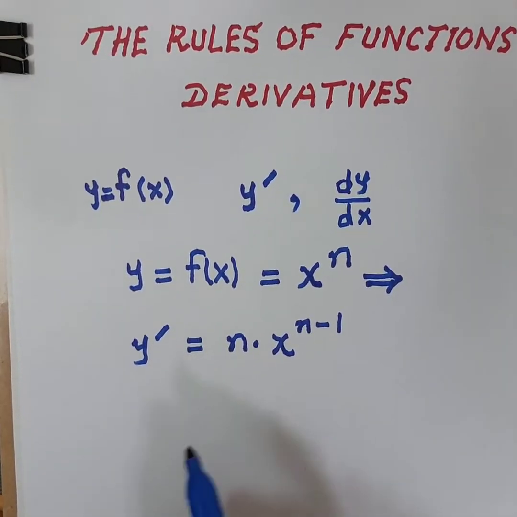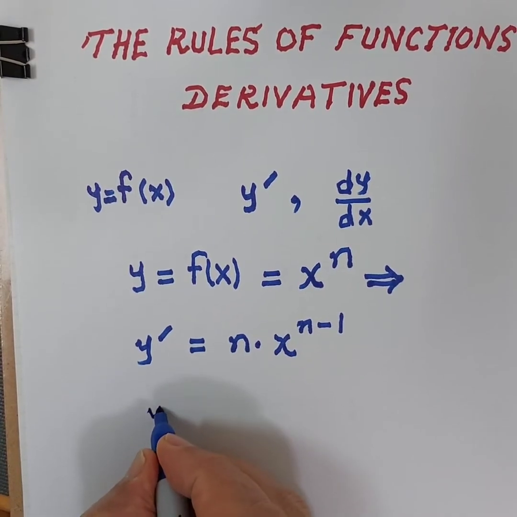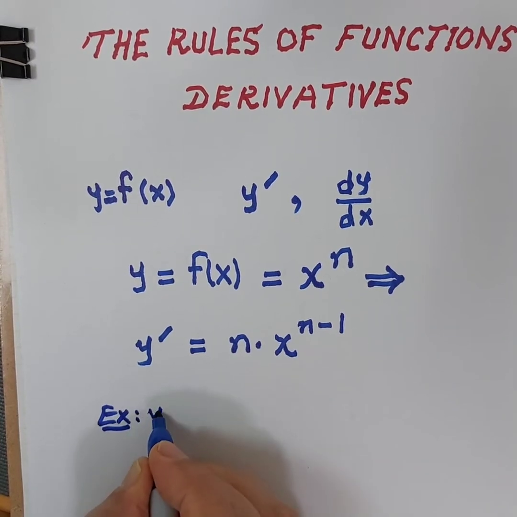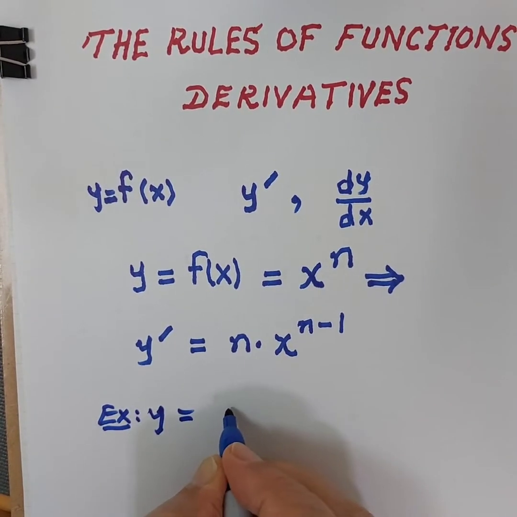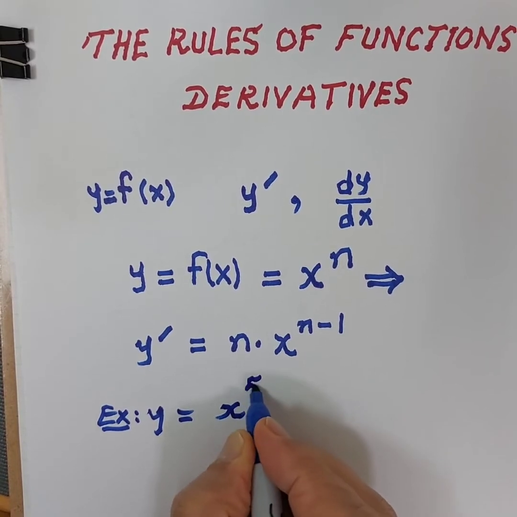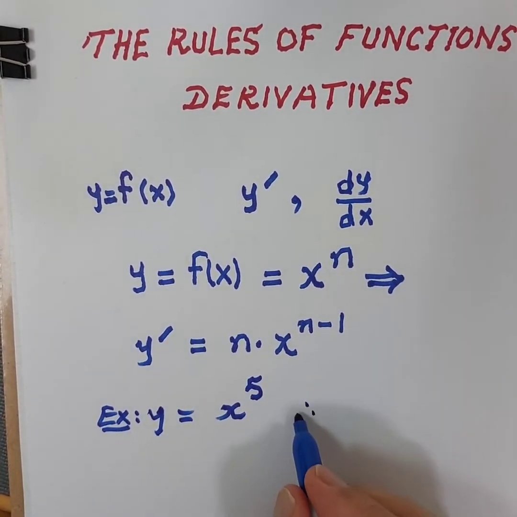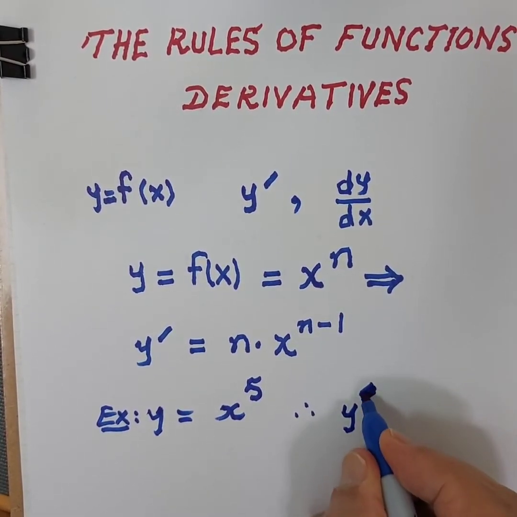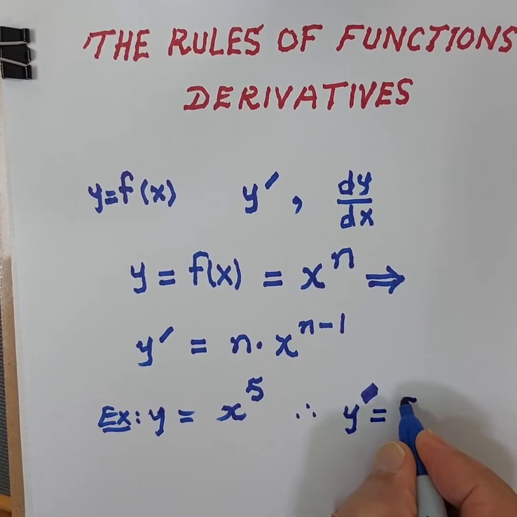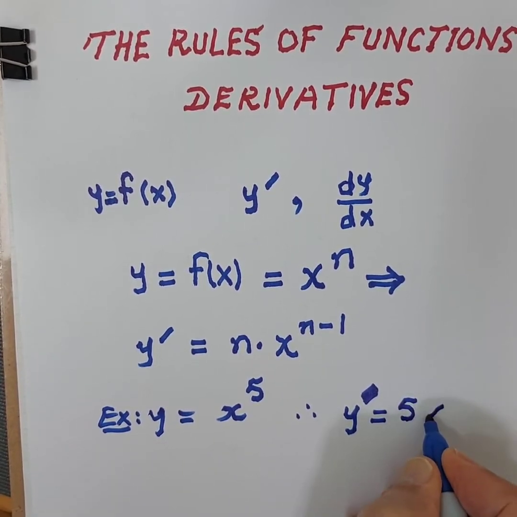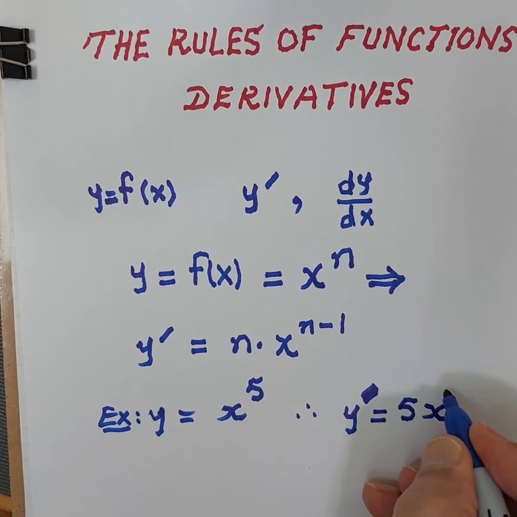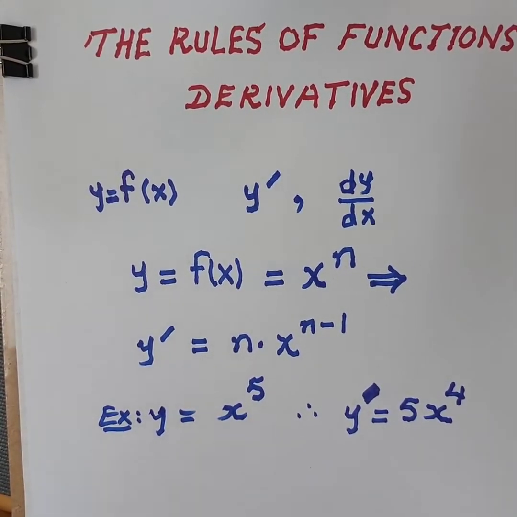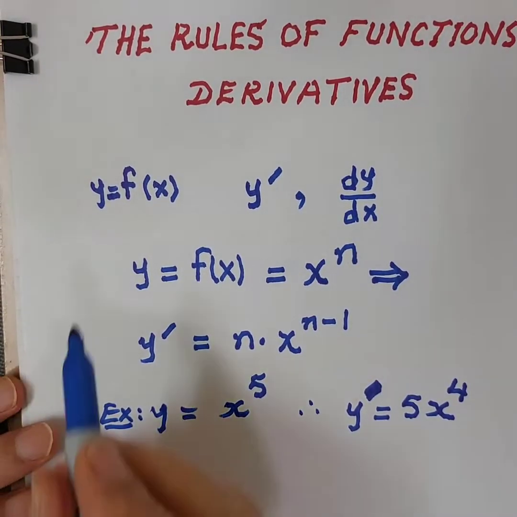It's very simple, like if we take this example, y is x to power 5, its derivative y dash is equal to 5 multiplied by x to power 5 minus 1, that means 4. That's it. So it's very simple to remember. This is the first rule.